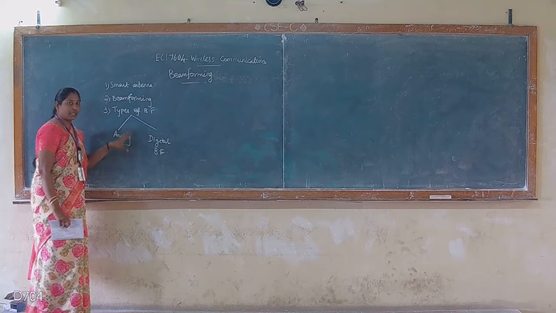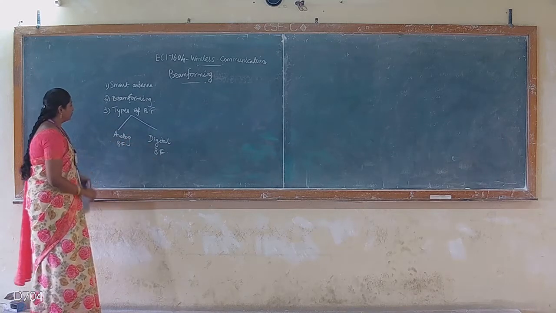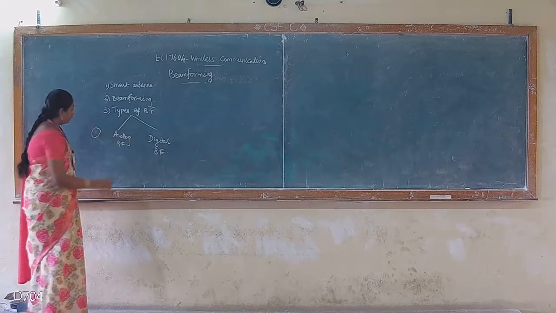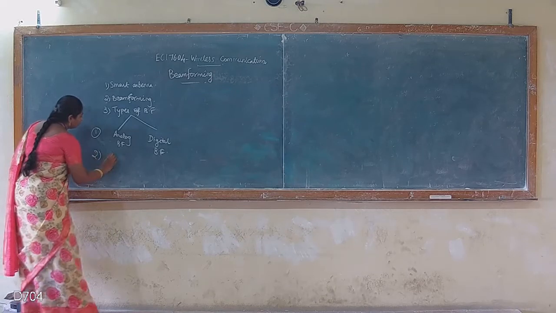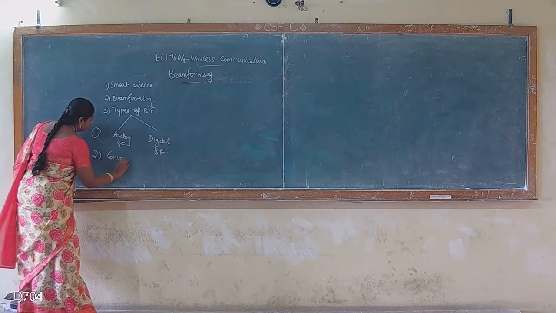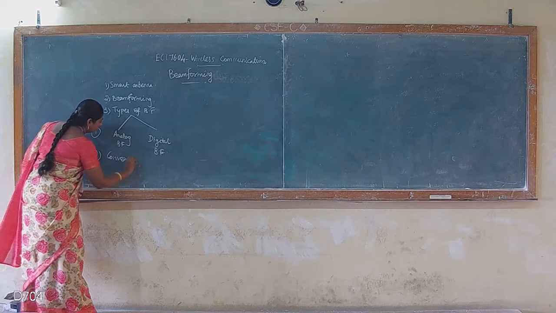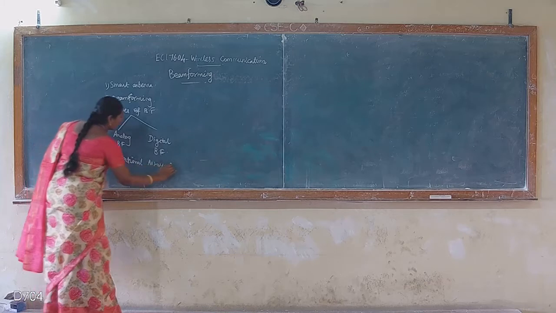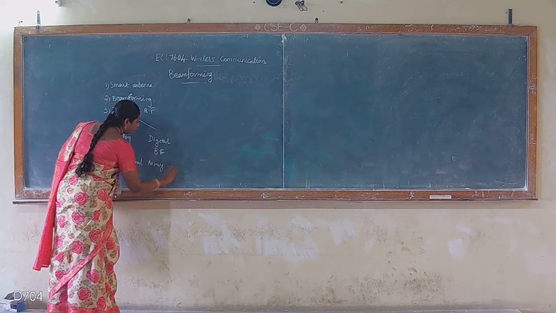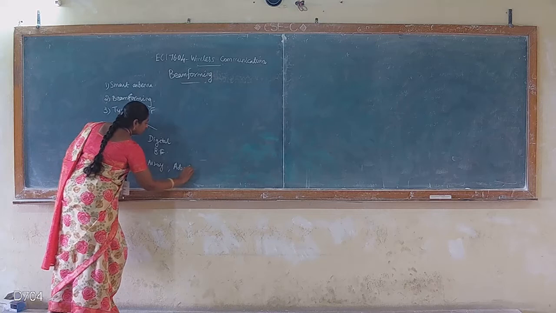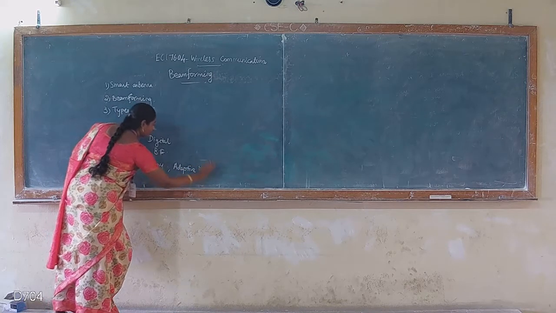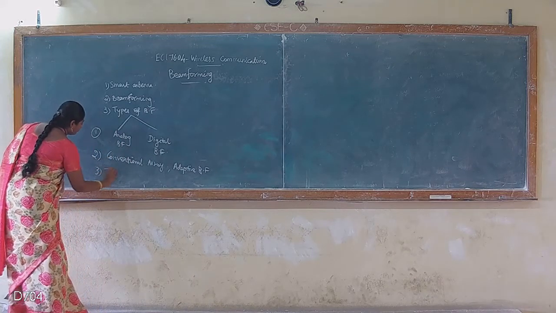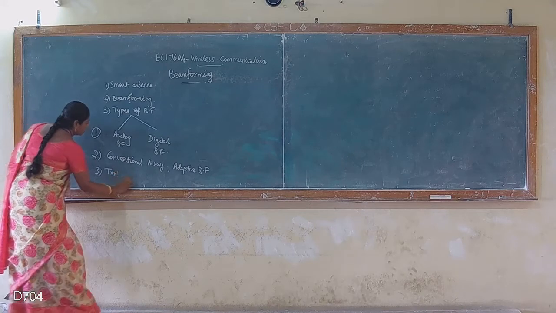One category is analog beamforming and digital feed beamforming. This is the first subdivision of beamforming. The second category is conventional array, and the second one is adaptive beamforming. Then the third one is transmitter and receiver beamforming.